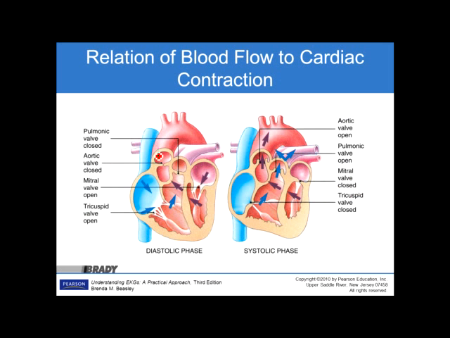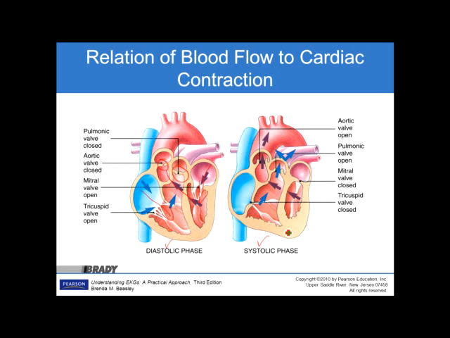Relationship of blood flow to the cardiac contraction. Okay, again, this is the diastolic phase side and this is the systolic phase side. So during diastole, if we'll notice, the pulmonary semilunar valve, which is here, is closed, and the aortic semilunar valve, if we follow through here, is closed as well. Passive filling is occurring. Blood is flowing into the atria, into the ventricles.